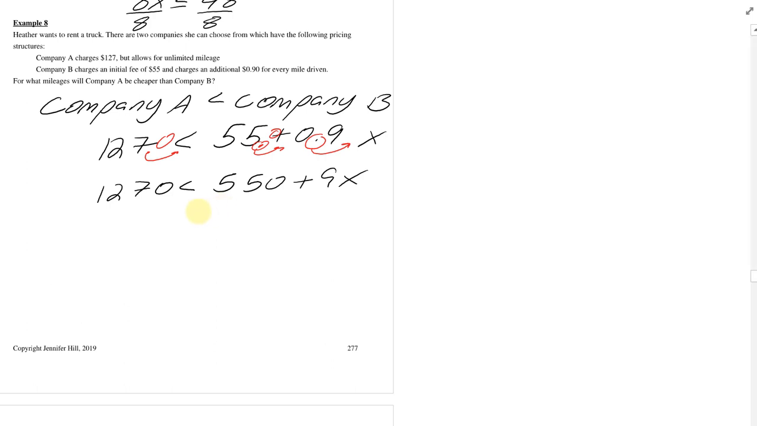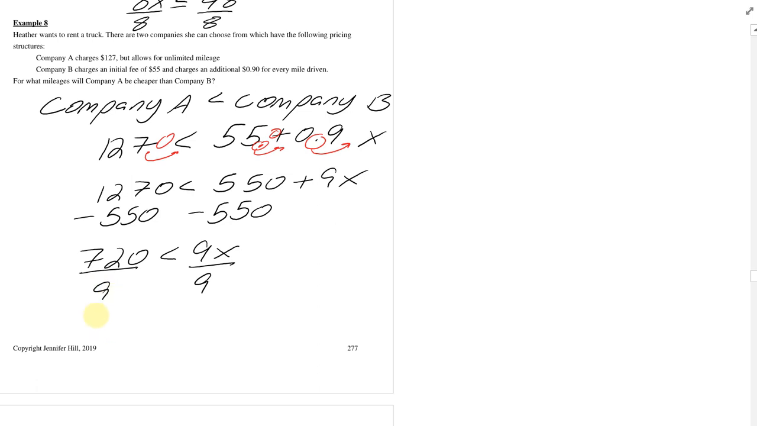So now I can subtract off the 550 from each side, and I get 720 is less than 9x. Divide each side by 9, and I get 80 is less than x. Or if I want to rewrite that, x has to be greater than 80. So for what mileages will company A be cheaper than company B? So this is what we were trying to figure out. And so what this means is when you drive more than 80 miles, it's cheaper.